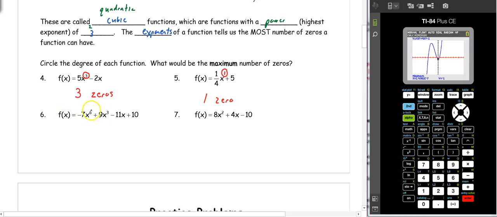Number 6, the highest exponent here is a 6, so that would be 6 zeros. If we were to graph it, it could cross the x-axis up to 6 times. And the last one, number 7, our highest exponent is 2, so we could have at most 2 zeros or 2 times crossing the x-axis.